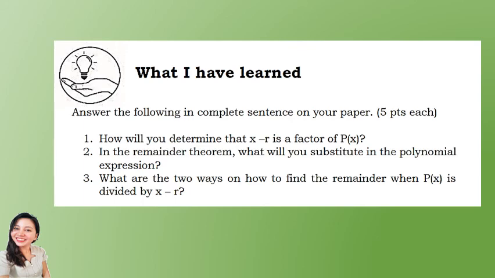After you finish the three activities, answer what I have learned. Answer the following in complete sentences on your paper, 5 points each. How will you determine that x minus r is a factor of p of x? Answer in your own words. In the remainder theorem, what will you substitute in the polynomial expression? What are the two ways to find the remainder when p of x is divided by x minus r? Write your answers on your paper in the module.